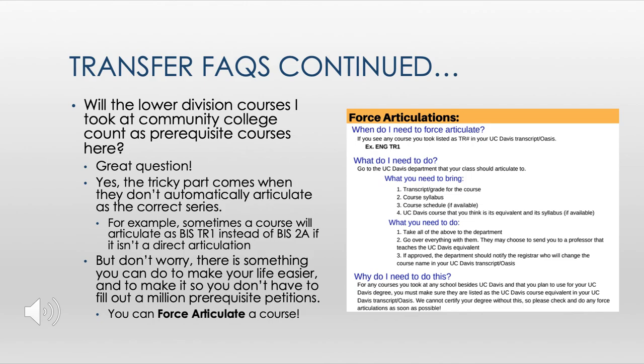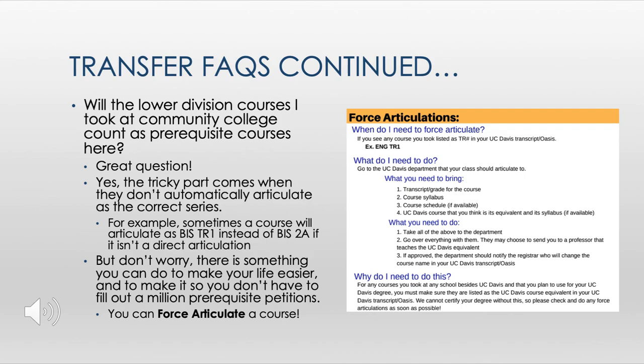Whenever you need to register for a course and it needs like Biz 2A as a prereq and yours is coming across as Biz TR1, you can always fill out a prerequisite petition on Schedule Builder and attach a copy of your transcript, basically just saying like, yes, I completed what Assist says is the equivalent of this course. Here's a transcript to prove it. But there's also something you can do to make your life easier and to make it so you don't have to fill out a million prerequisite petitions, and that's a force articulation.